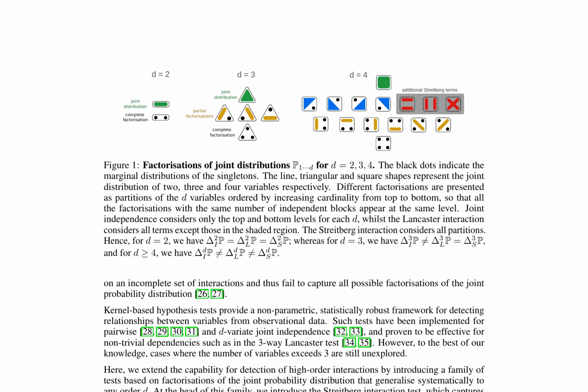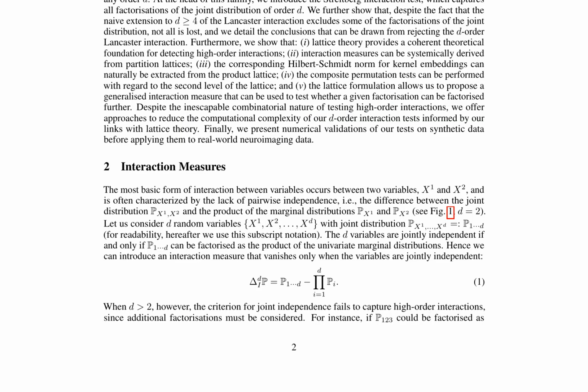The research paper discusses the detection of high-order interactions between variables in observational data, extending kernel-based hypothesis tests beyond pairwise and three-way interactions. It introduces a family of tests that systematically generalize to any order D, with the Streitberg interaction test capturing all factorizations of the joint probability distribution. The authors also utilize lattice theory to provide a coherent theoretical foundation for detecting high-order interactions. They detail the conclusions that can be drawn from rejecting the D-order Lancaster interaction. The paper includes numerical validations of these tests on synthetic data and applies them to real-world neuroimaging data.